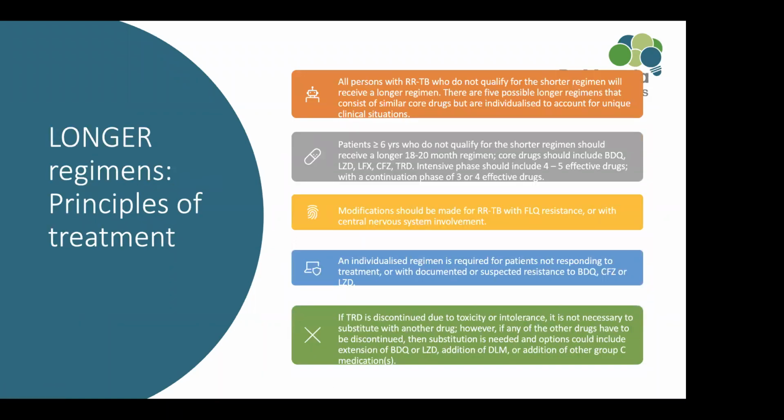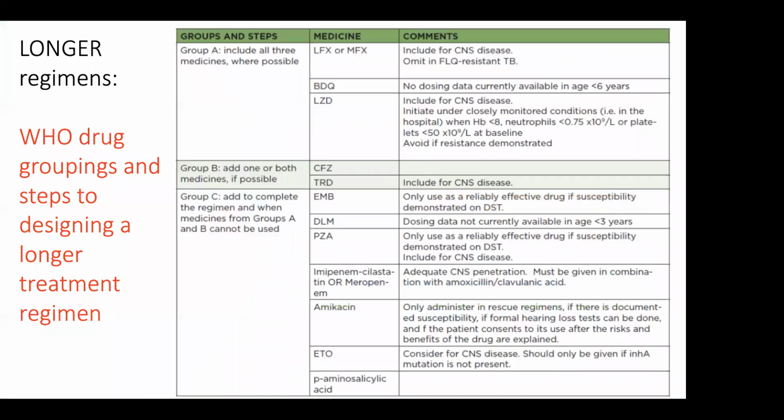The long regimens, in terms of principles: anyone who does not qualify for a short regimen, usually patients who have very bad disease, extrapulmonary TB, or a previous history of being exposed to second-line TB drugs, those patients need longer regimens. And like I said, the treatment is 18 months to 2 years, depending on how quickly the cultures are going to convert. And the treatment is generally individualized to a specific patient with a specific profile in terms of their resistance results.